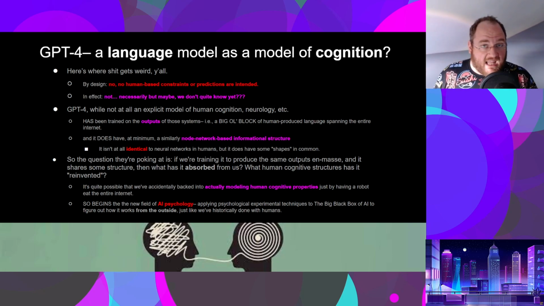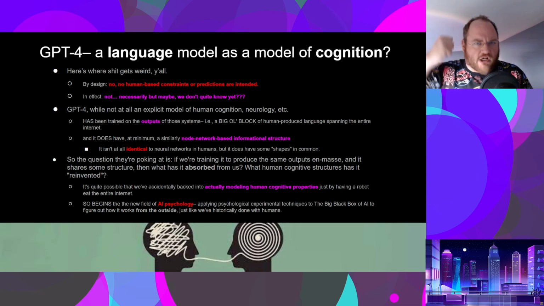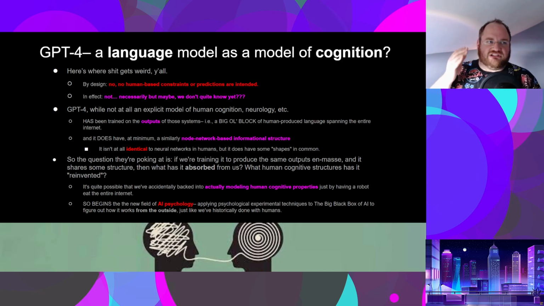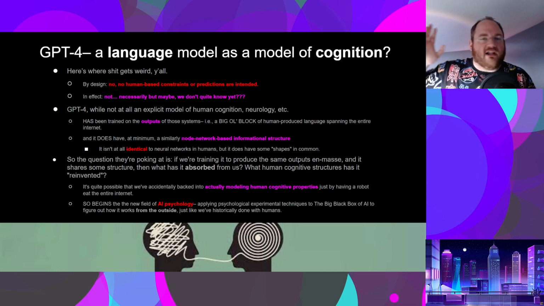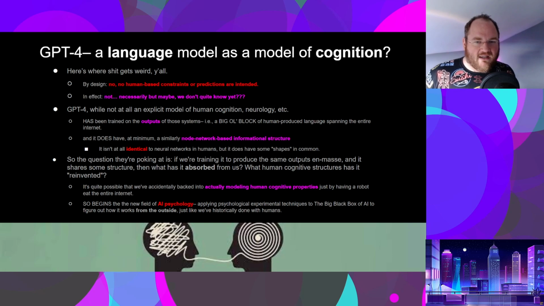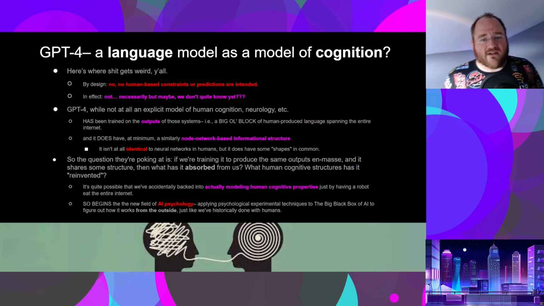So by design, this AI system has no human-based constraints or predictions about this being the way that human cognition functions, right? We're trying to model just the output of language. No constraints, as big as you want, as much training as you need. I'm not going to make you do it like a human. I'm just going to make you do it. That's the conceit of this kind of AI modeling. But in effect, it's not totally clear whether this is anything like human cognition.